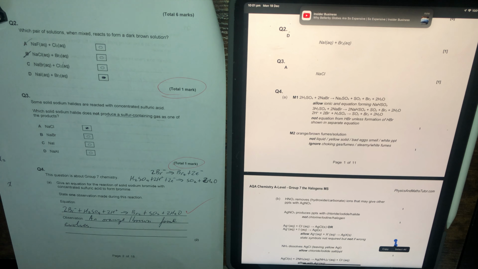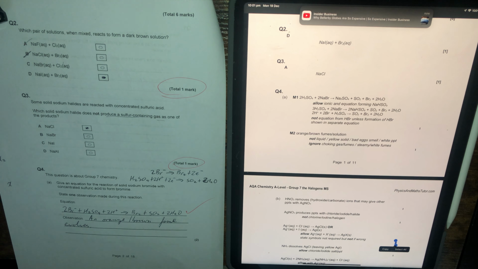So D says it can be a yellow or orange solution. I've said brown/orange solution forms. I'm not going to accept that because it says a yellow or orange solution. So I'll cancel that one out. Yeah, be strict. Even if you think a teacher or the examiner might give this, you try and be strict with your answers so you get an answer as close as possible to the mark scheme.